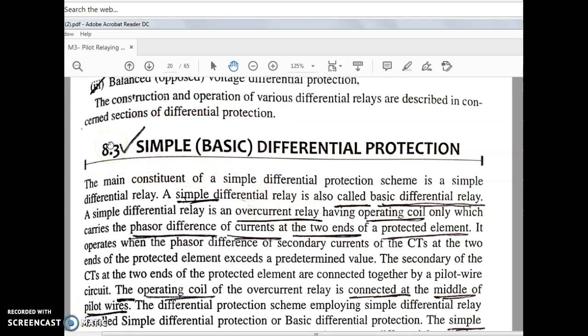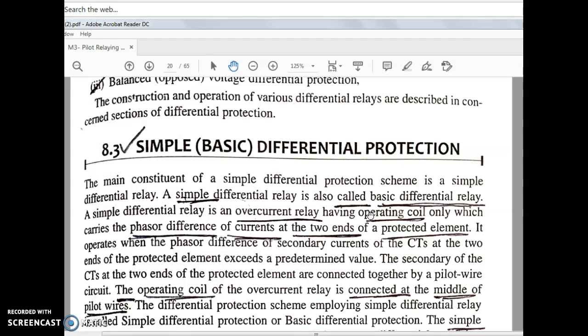Now I have to discuss the simple type of differential protection. We call it the biased differential protection. In this type of protection we are going to compare the phasor difference of the currents at the two ends of the transmission line. We have connected the CTs, right? The secondaries of the CTs detect the difference between the entering current and the outgoing current, and that phasor difference we are going to calculate. If it exceeds the predetermined preset value, the relay starts operating.